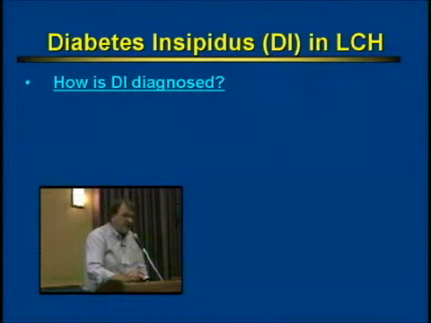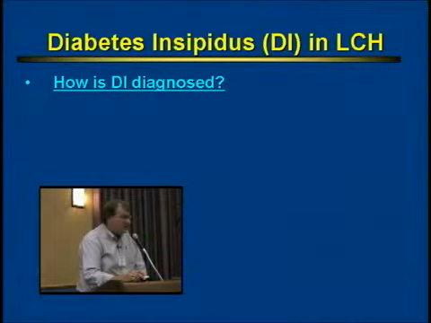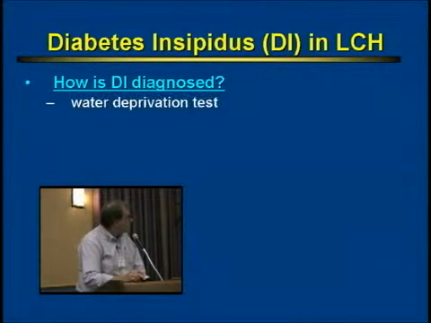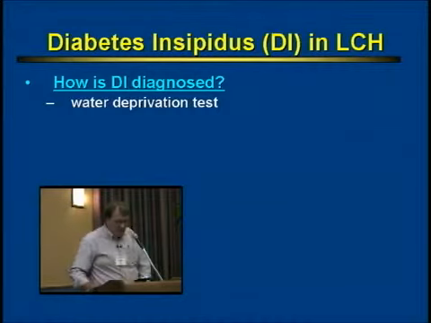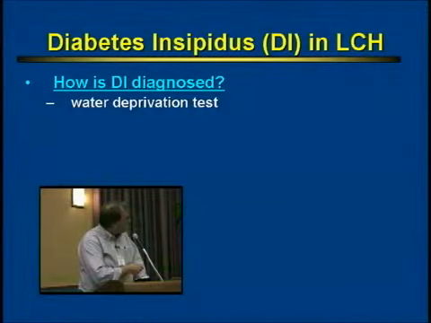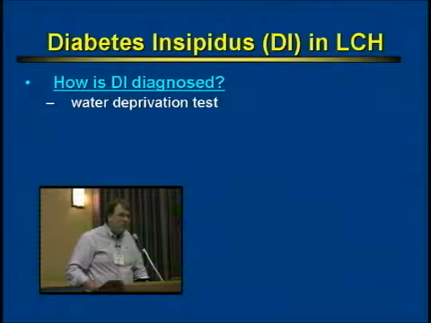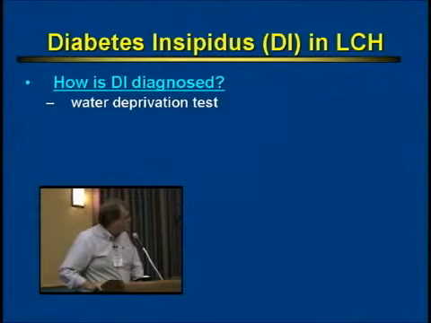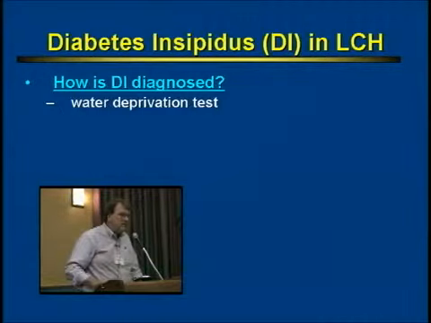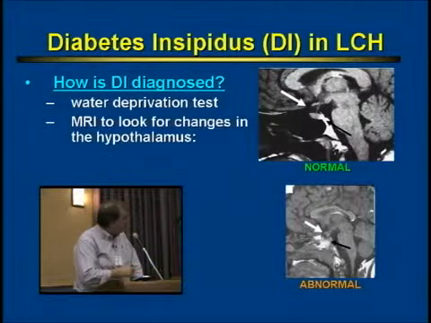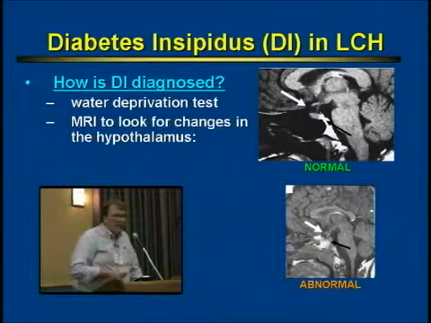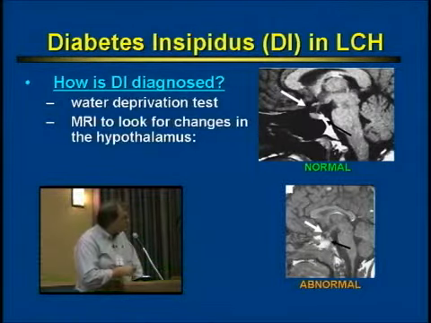So if you suspect diabetes insipidus in a patient with LCH, how do you make the diagnosis? Well, typically, patients would have a water deprivation test where we measure various levels of electrolytes in the body after withholding fluid from that patient, and we can see if the patient's able to regulate their fluid balance. And usually patients would also have an MRI of the brain done to look for characteristic changes in the hypothalamus. And we might see any or all of three different sorts of findings.